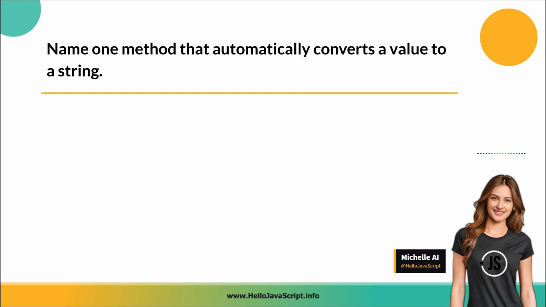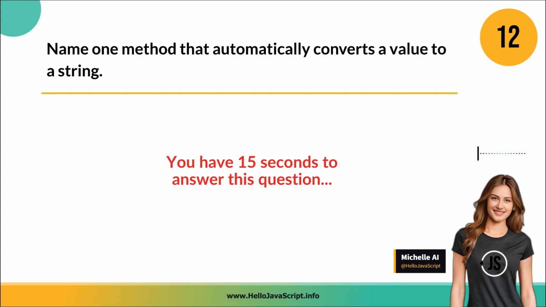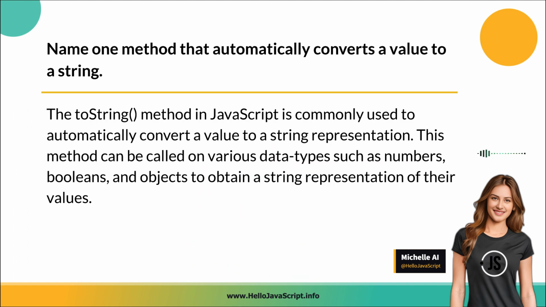Here's the next question. Name one method that automatically converts a value to a string. The correct interview response is: the toString method in JavaScript is commonly used to convert a value to a string representation. This method can be called on various data types such as numbers, booleans, and objects to obtain a string representation of their values.